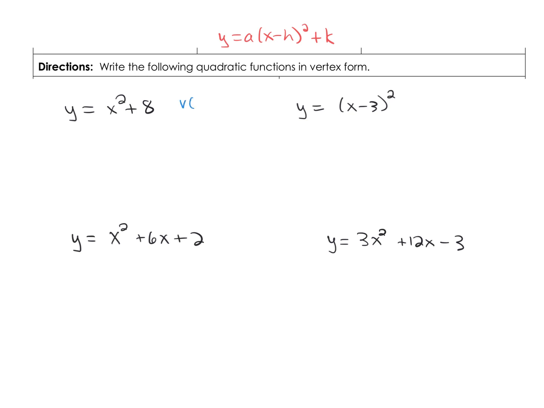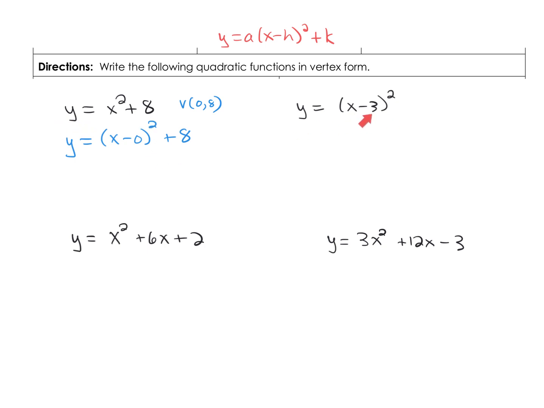So the vertex here is (0, 8), which means I could write this as y equals (x minus 0) quantity squared plus 8. Because that is where the vertex (0, 8) comes from. And it doesn't matter if you write x plus 0 or x minus 0. But this would be the vertex form for this one.